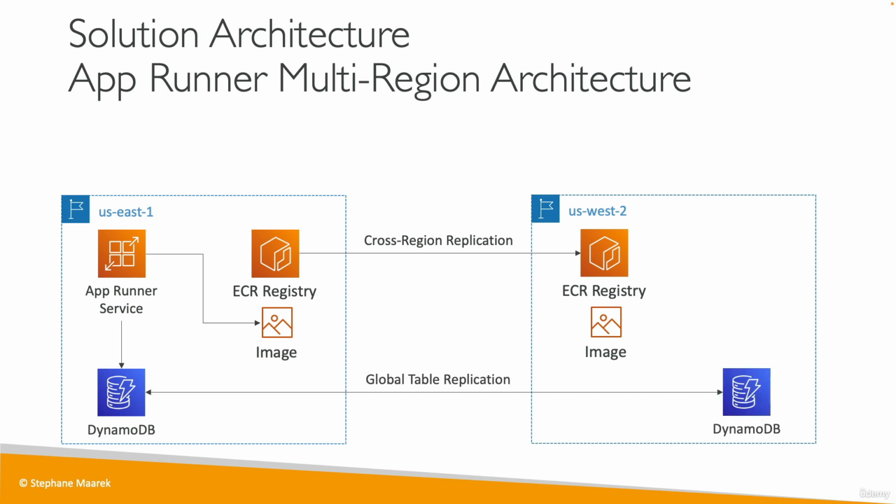We also know that DynamoDB tables can be globally replicated, so we can replicate it to another region, and then run the App Runner service in that other region as well, connecting to the same image and connecting to the same data source through DynamoDB.